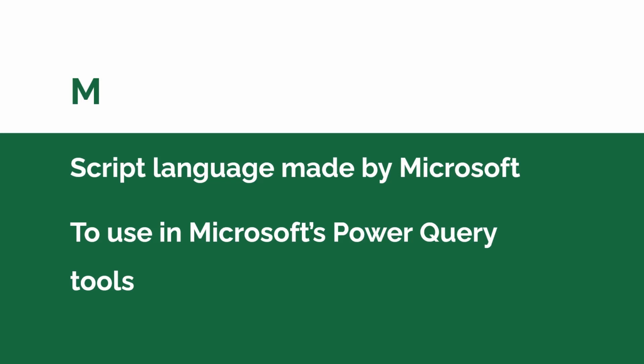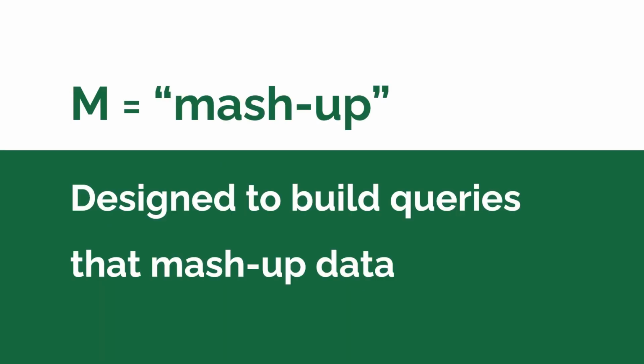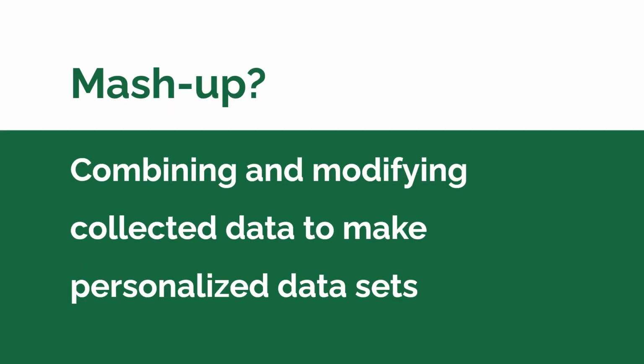M is a script language or formula language made by Microsoft specifically for Power Query. And M is short for mashup because M is designed to build queries that mash up data. So what does mash up mean? It means combining and changing data to create personalized, customized data sets.